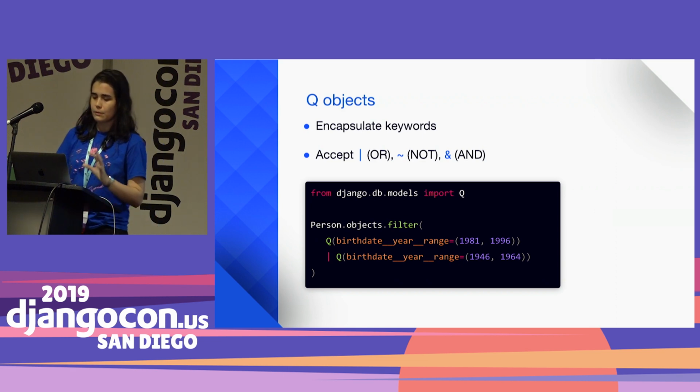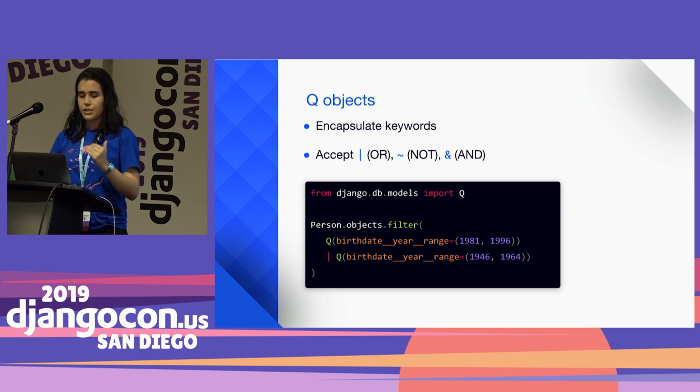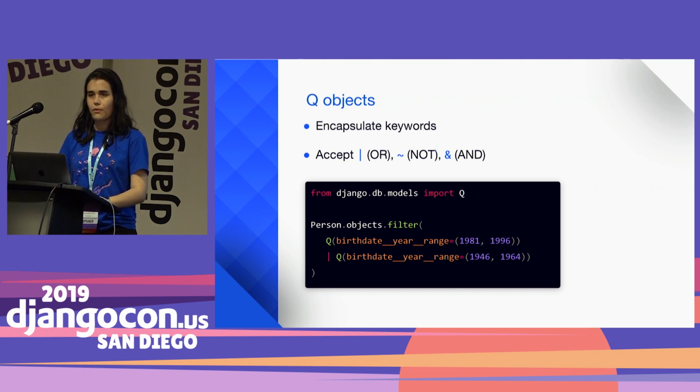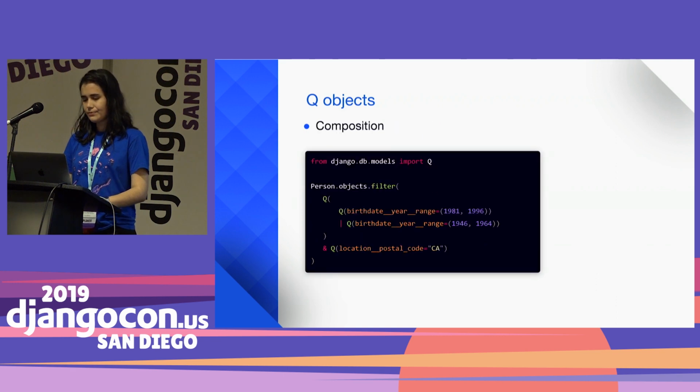So to start with a simple example, if we want to fetch people who were born in different generations, by the way, birth date is a field in our person model, we need to use Q objects like this, passing each one of our conditions into a Q object, and then separating them using the OR operator. And Django is smart enough to generate the SQL and filter everything for us.